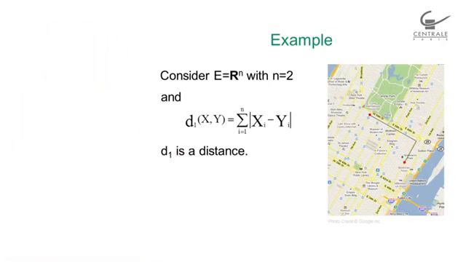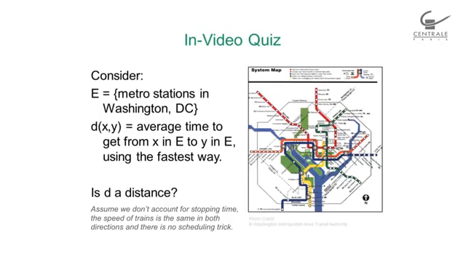Indeed, you can compute the time, or actually the distance, to get from one point to the next. So let me ask you a question. Start with space E, which is all of the metro stations in Washington, D.C. The distance from X to Y, meaning from one metro station to the other, is the average time to get from X to Y using the fastest way. Question: is D a distance function? Does it meet all of the criteria?